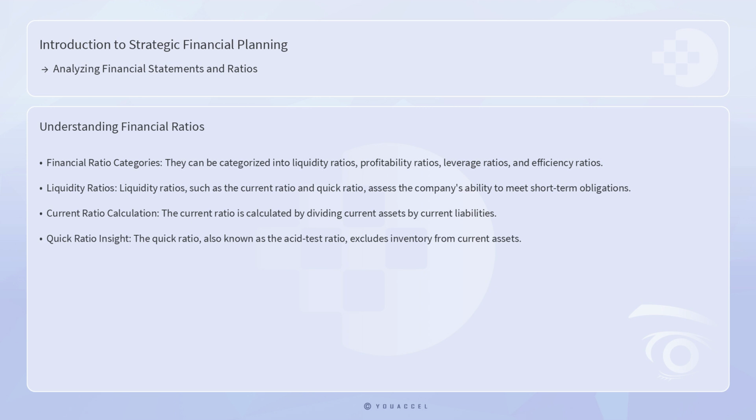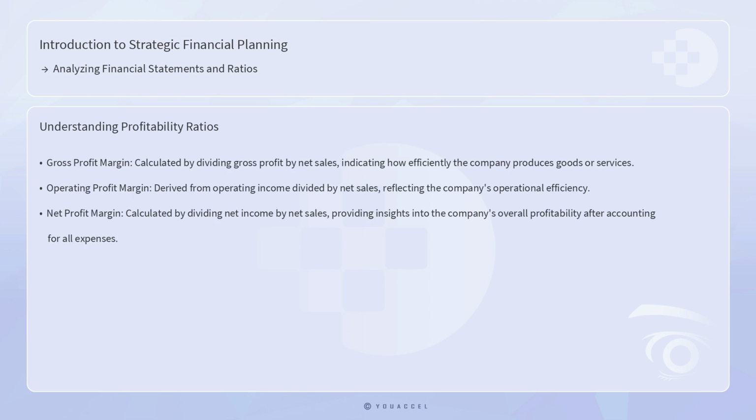The current ratio is calculated by dividing current assets by current liabilities, while the quick ratio, also known as the acid test ratio, excludes inventory from current assets. These ratios help in evaluating the company's short-term financial stability. A current ratio of less than 1, for example, may indicate potential liquidity issues.